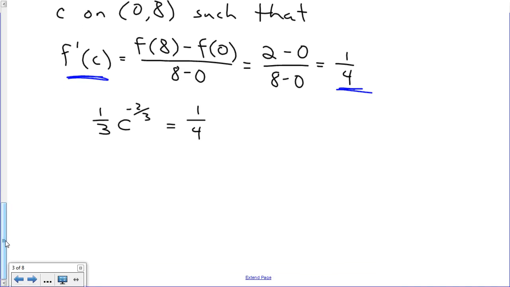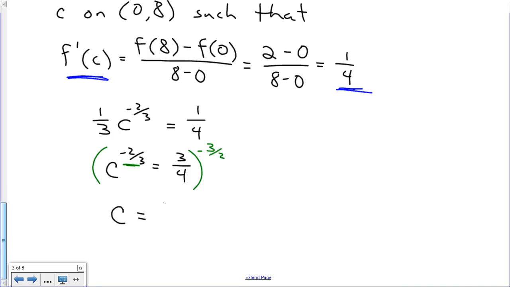Move the 1/3 to the other side, and you get c to the negative 2/3 is equal to 3/4. And now to solve for c, remember I need to raise both sides to the same power. And the power that I need to raise it to is actually the reciprocal of this exponent over here. I want to raise it to the negative 3/2 power. So that when I raise c to the negative 2/3 to the negative 3/2, those exponents, of course, multiply to give me 1. I'll end up with c to the first on the left side, which is what I want to know.